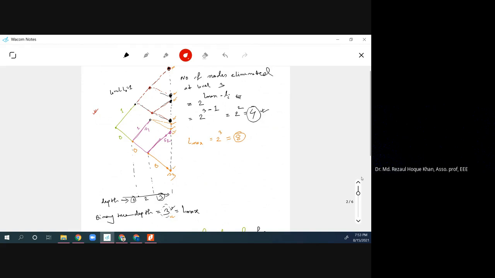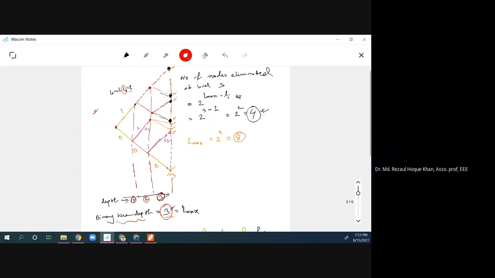Here, this is the level L0. I have divided the tree into different levels: level 1, level 2, level 3, or you can say depth 1, depth 2, depth 3, going from the root of the tree. So in this example, this particular binary tree has a depth of 3, which is denoted by L max.